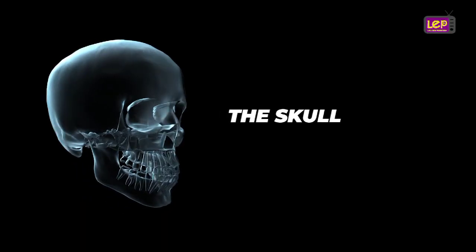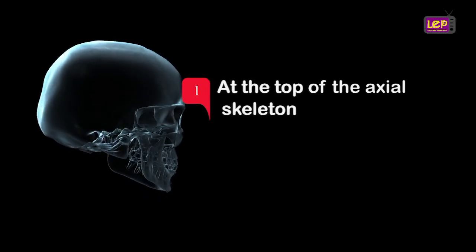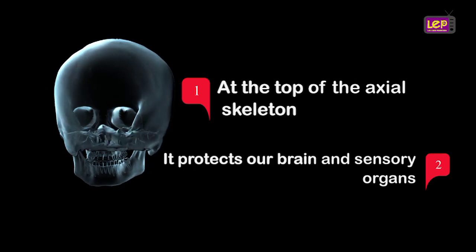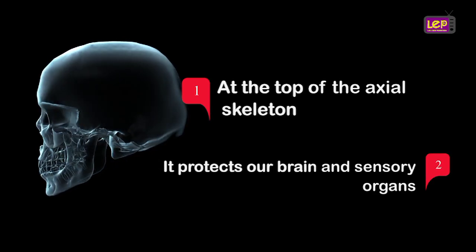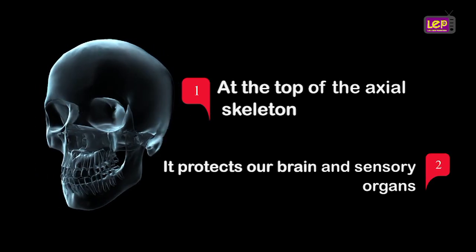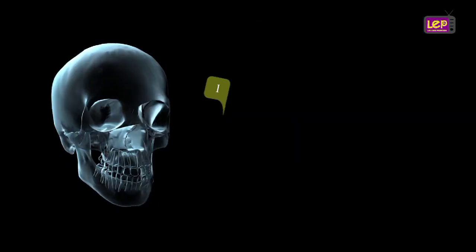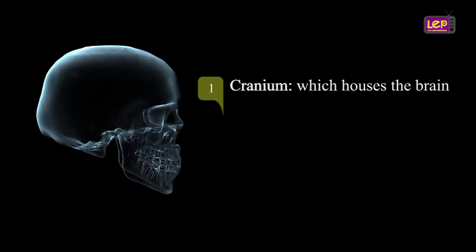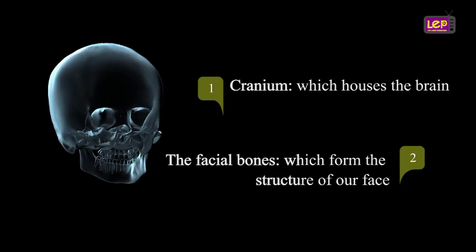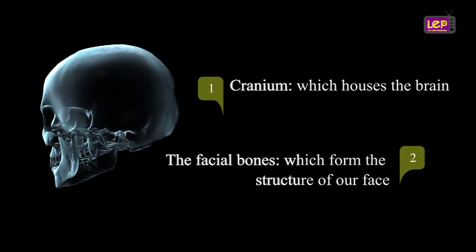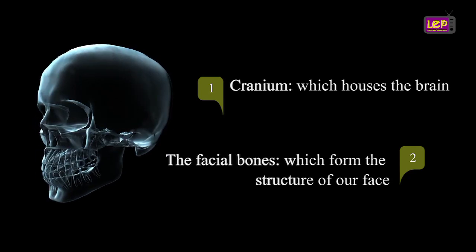The skull is at the top of the axial skeleton. It protects our brain and sensory organs. The skull is made up of two main parts, the cranium, which houses the brain, and the facial bones, which form the structure of our face.